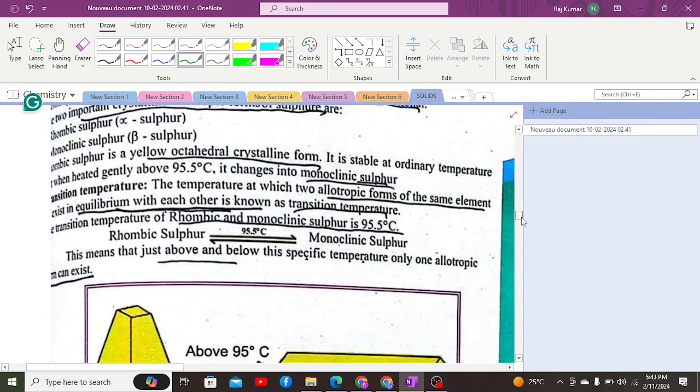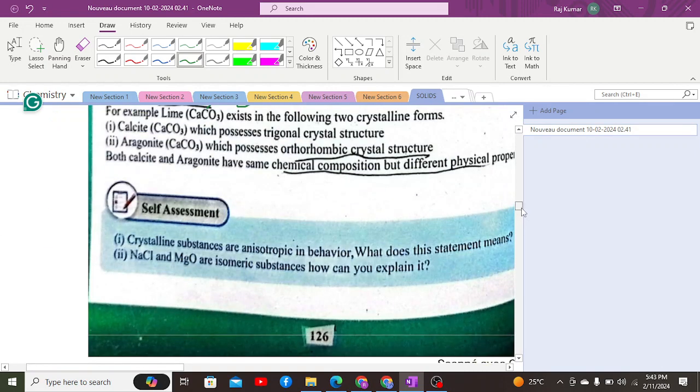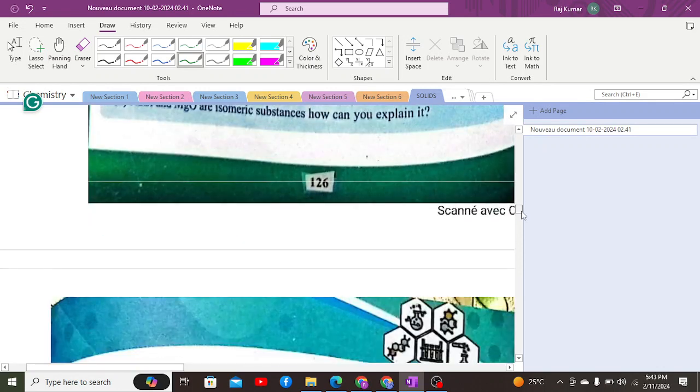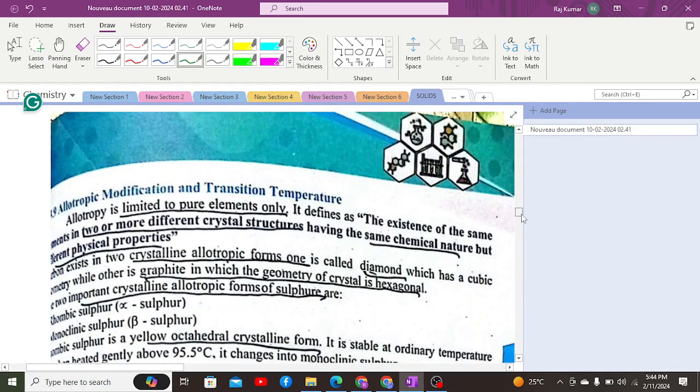Moreover, when it comes to some other topic, there's a difference between two things. First is polymorphism, second is allotropy. Allotropy is only for elements, which means atoms of the same type. But polymorphism is only for compounds, such that it is for atoms of different types, and compounds ultimately.